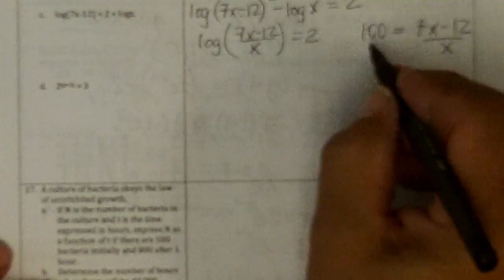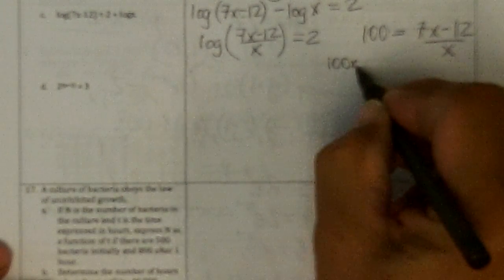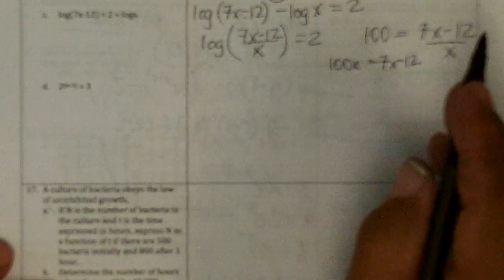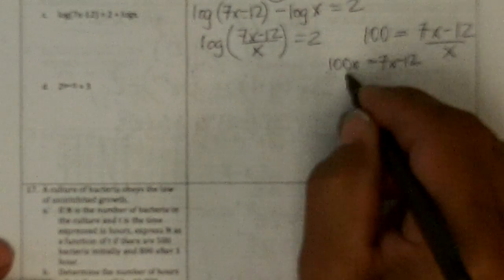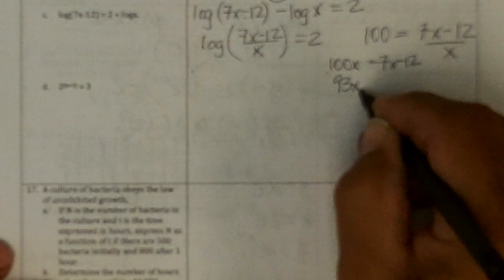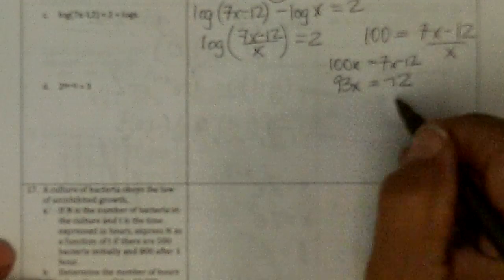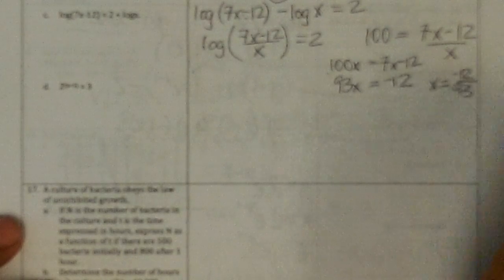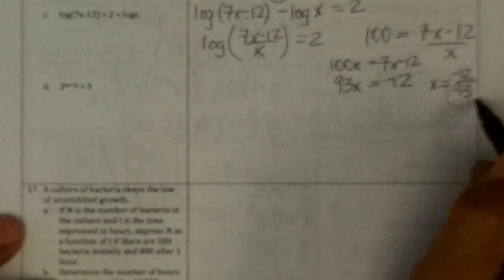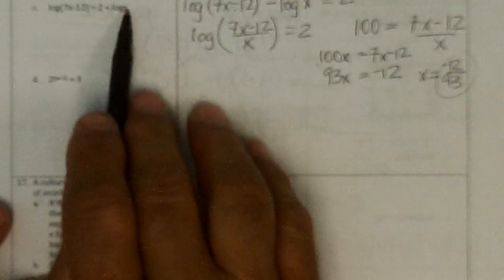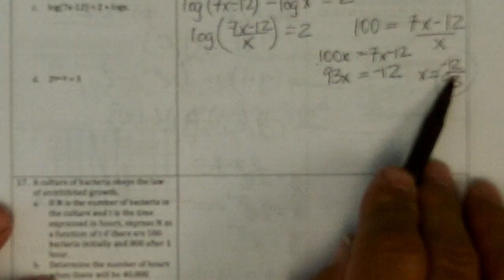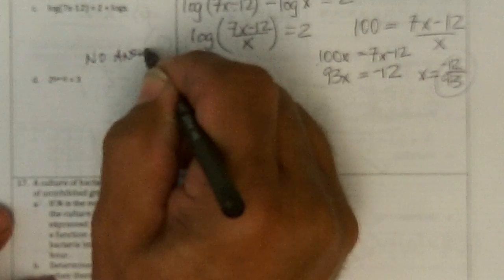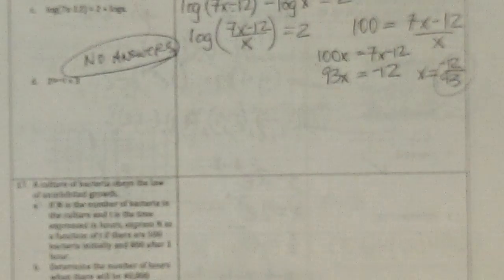If I multiply both sides by x, I get 100x equals 7x minus 12. Add 12 to both, subtract 7x from both sides, and I get 93x equals negative 12. Divide by 93, and x equals negative 12 over 93. Now, can I use negative 12 over 93? Well, it says log of x. That would be a negative, so I can't use that answer, so there's no answers. Sometimes log equations have no answers.